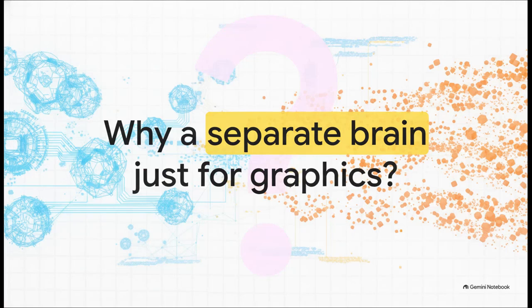Right off the bat, you might be wondering, why does a computer even need a completely separate brain just for graphics? Why do things like rendering a 3D world or training AI require a totally different approach than what our main computer processor, the CPU, can handle? Well, it all comes down to the fundamental difference between doing a few really complex tasks incredibly fast and doing millions of simple tasks all at the exact same time.